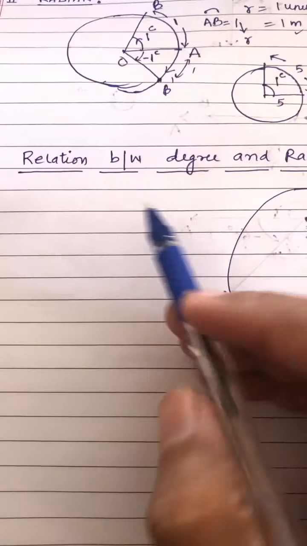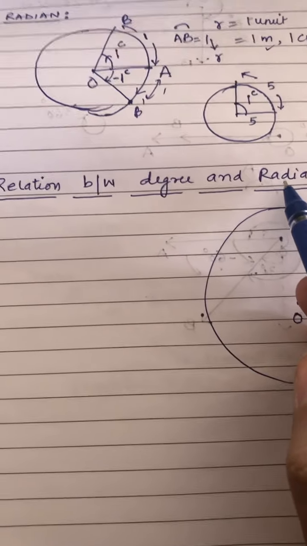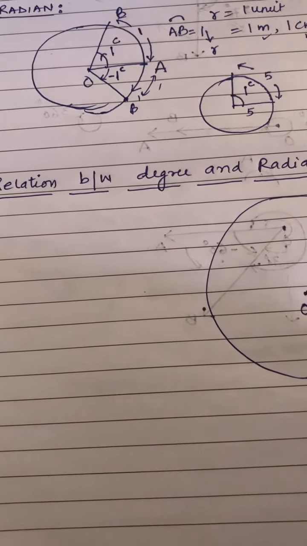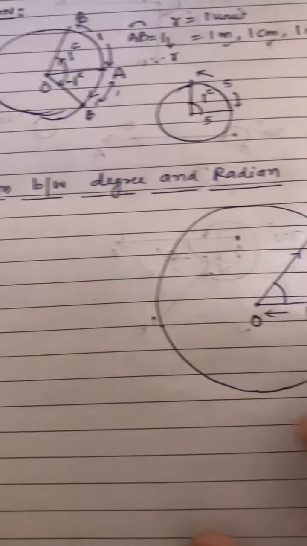Now, today we'll study the relation between degree and radian. Yesterday we studied degree measure and radian measure. Once again, I will explain radian.